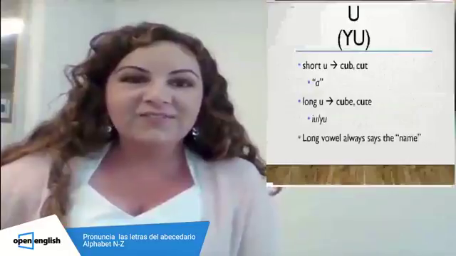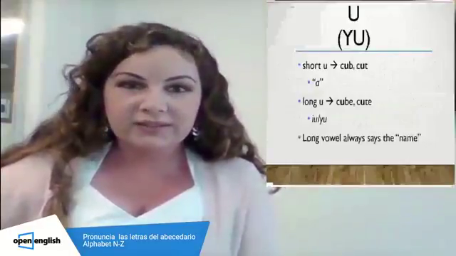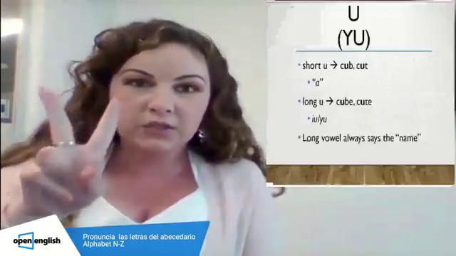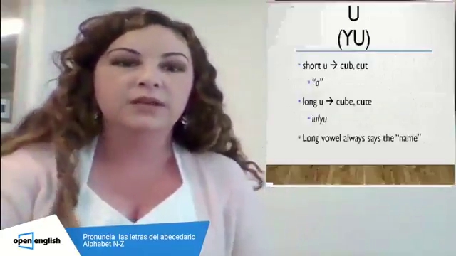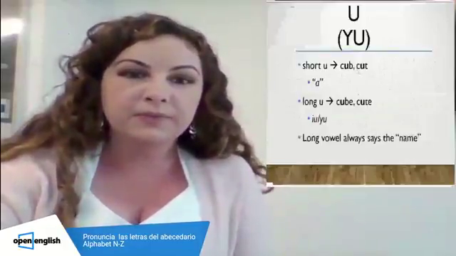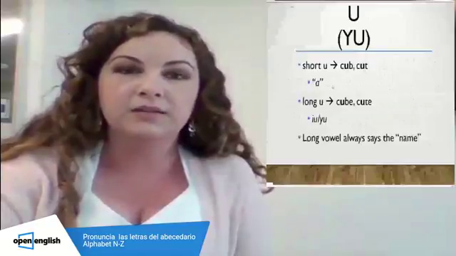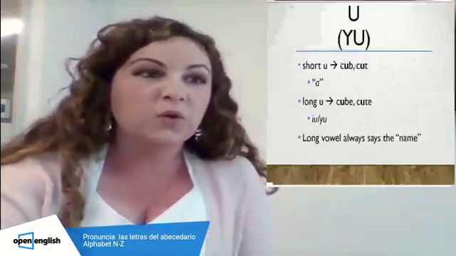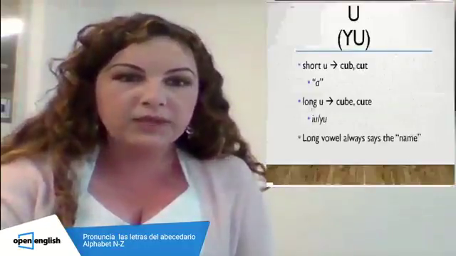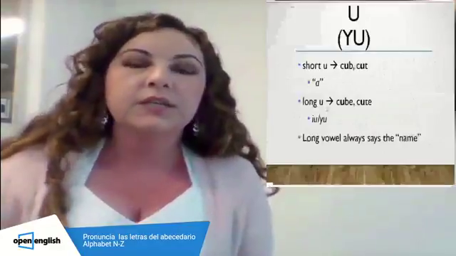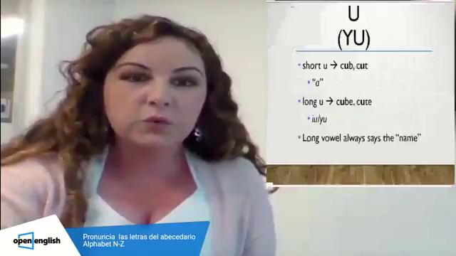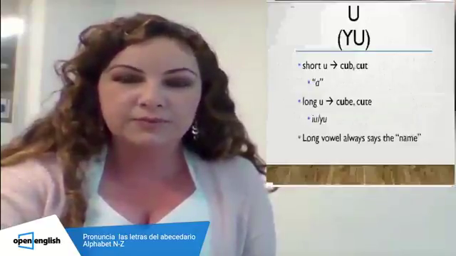The next one we have is the letter U. This is a vowel, and like we talked about before, we always have at least 2 sounds with vowels. Here we have the short U, like cub and cut. So cub is osito, cut is cortar. Then we have the long U sound, like cube and cute.